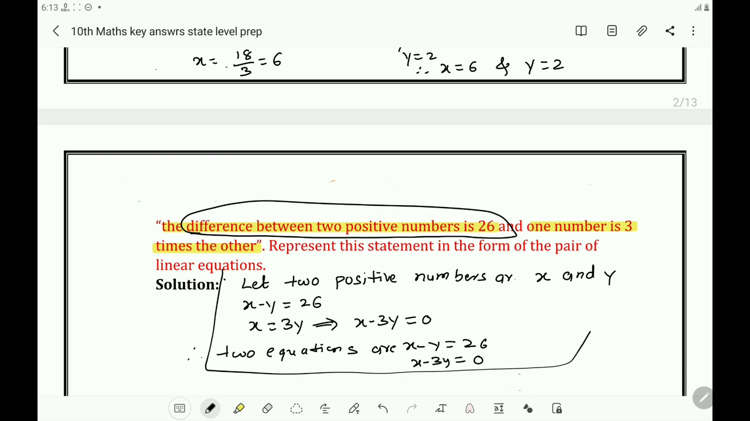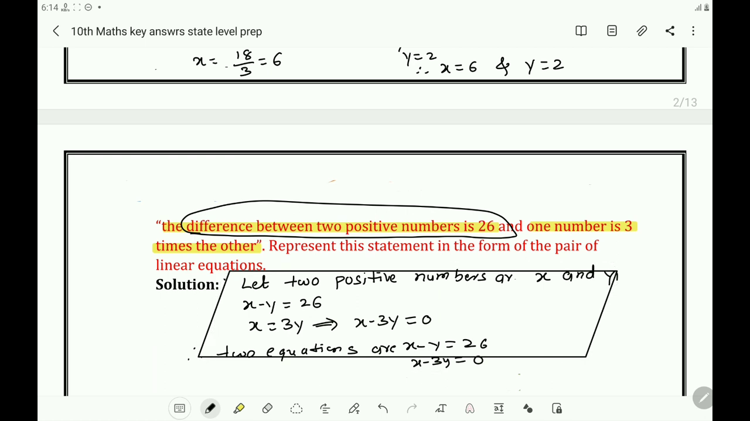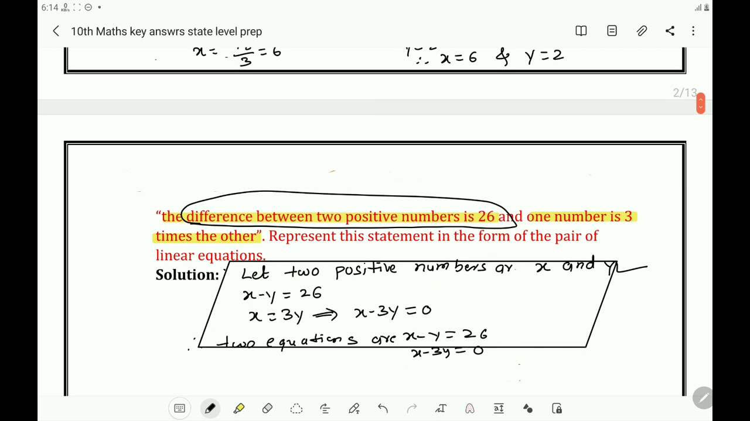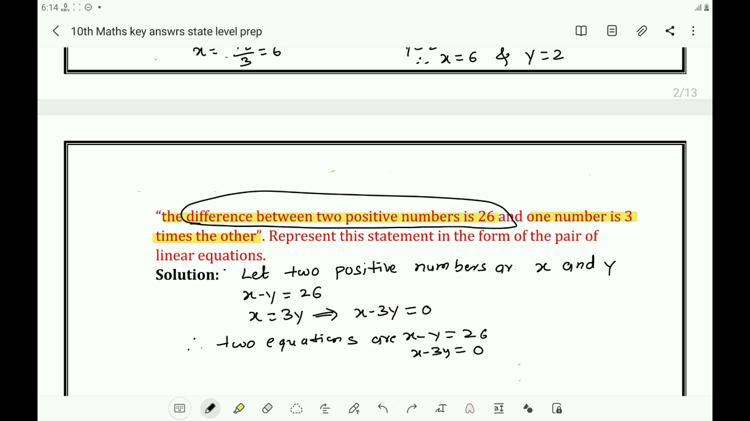Here one method you can use. Or if you take y as greater, then it becomes y minus x equals 26 and y equals 3x. That is y minus x equals 26, y minus 3x equals 0. In the place of x you can take y also. If you take x as greater, the equation becomes this way. If y is greater, you will get y minus x equals 26 and y minus 3x equals 0. In this way, take two numbers x and y and represent the given statement in the form of a pair of linear equations.